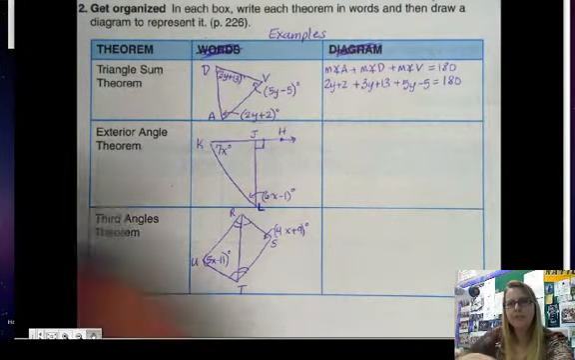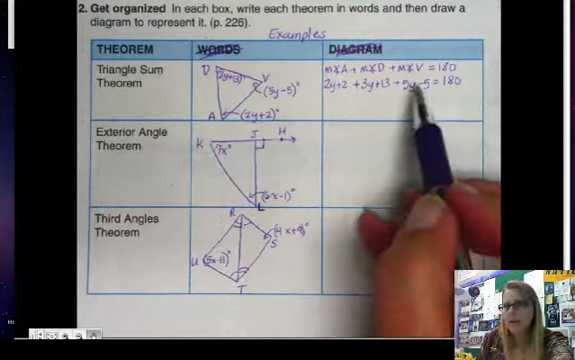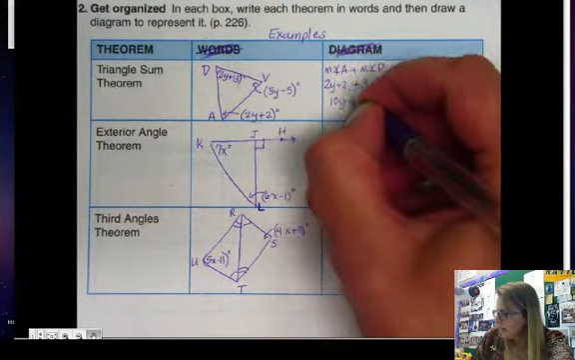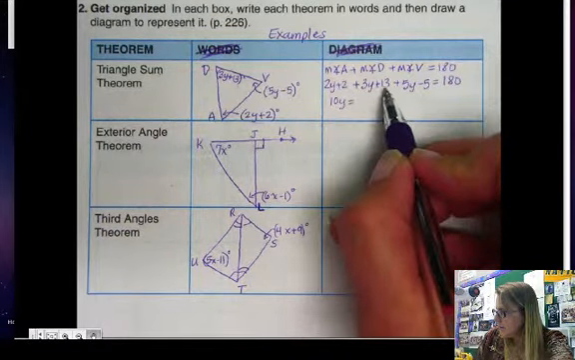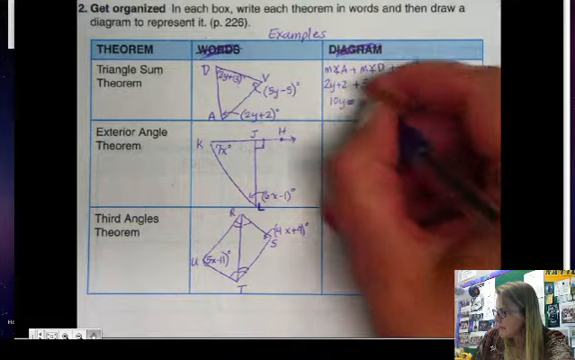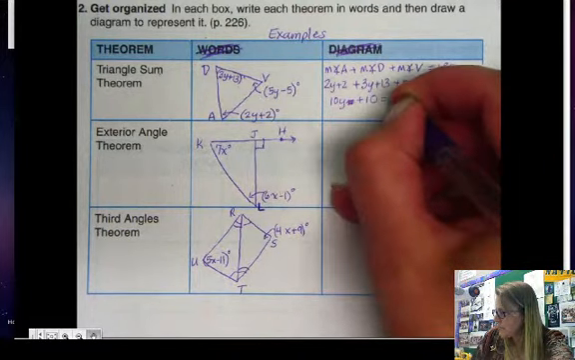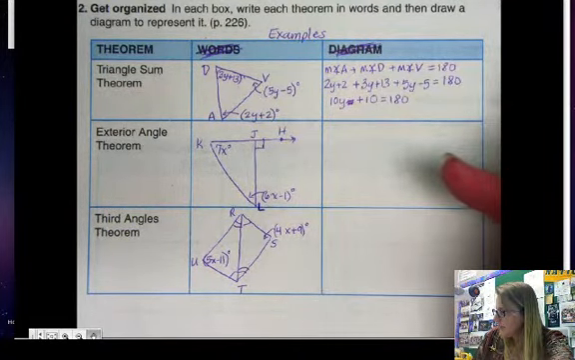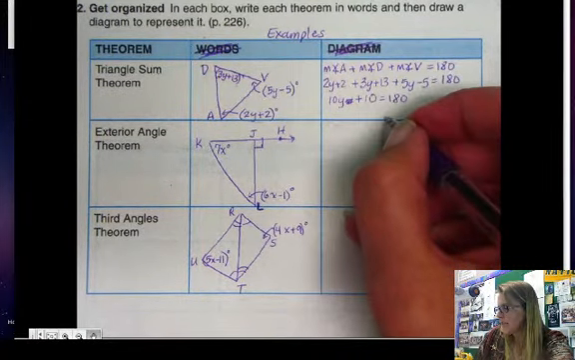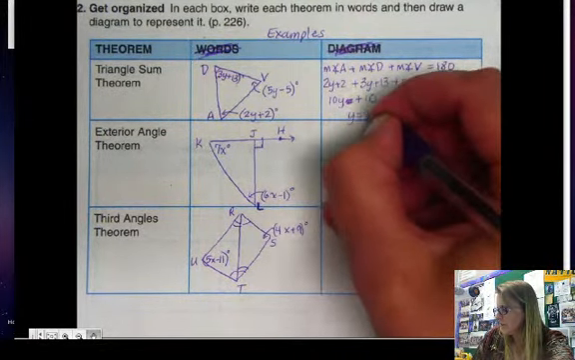So if I solve for y on this, I would get 10y, plus 15 minus 5, so plus 10, equals 180. And then subtract 10 on both sides, so I'd get 170 divided by 10, so y equals 17.